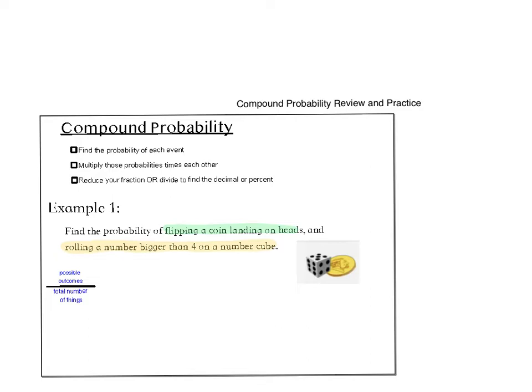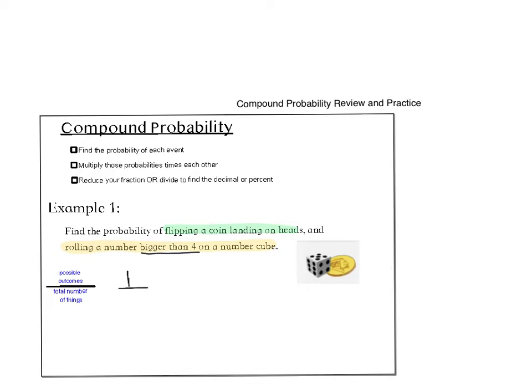Okay, so you're going to have to do some careful reading also when you do this, because particularly for this one, a number bigger than 4. All right, so let's start with our green event, flipping a coin and landing on heads. Well, we can remember from our videos over the last 2 days that what we do is we set up our proportion to be the number of possible outcomes, right? So the possible outcome of landing on heads, there's only one side of a coin that is heads. So that means it's just going to be a 1 for the top number of our fraction.